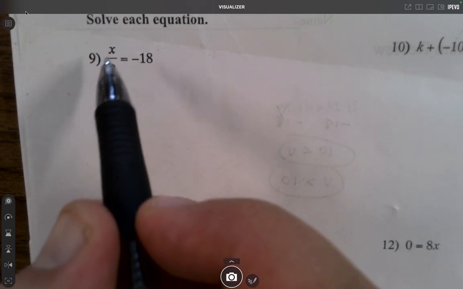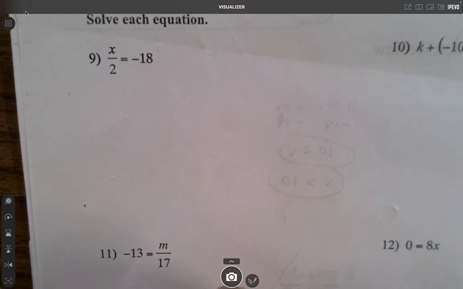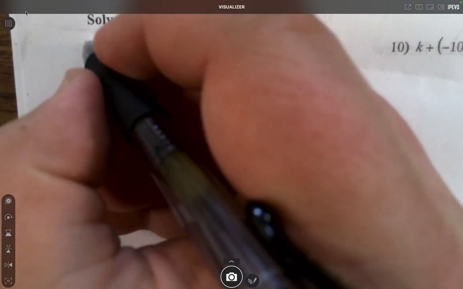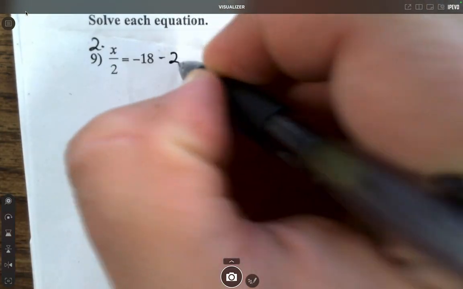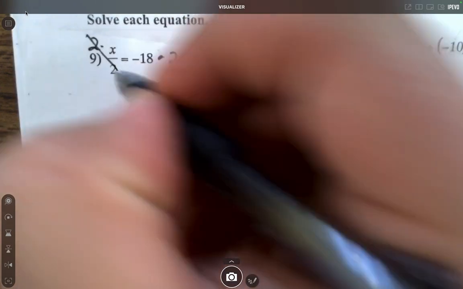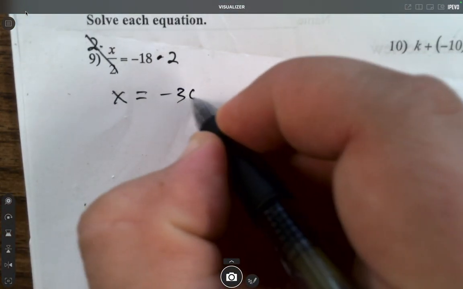So remember, your goal is to do the opposite of what's happening to the variable so you can get it by itself. Right now, x is being divided by 2. So you do the opposite and you multiply it by 2 on both sides. These 2's cancel, leaving just x. -18 times 2 is -36.